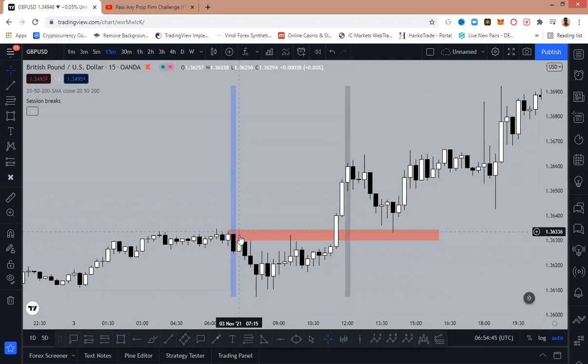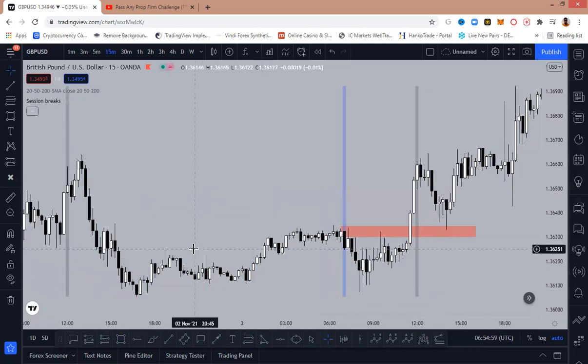So if you wanted to enter on the 15 minutes, you could have entered here. And as you can see, this was when the London session began, broke all the structures here, and then the transition began to the downside. So this is how you could have caught your move to the downside.